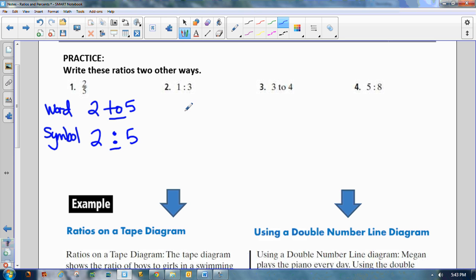Here on number 2, we have 1 to 3 using symbol form. So that means we have word form and we have fraction form that we need to write this ratio. In word form, we're going to use the word TO. Since it's left to right, it'd be 1 to 3. And as a fraction, then we're going to write it top to bottom. It'd be 1 and then our fraction bar, 3. You may pause the video at this time to take a couple of minutes and complete practice problems 3 and 4.